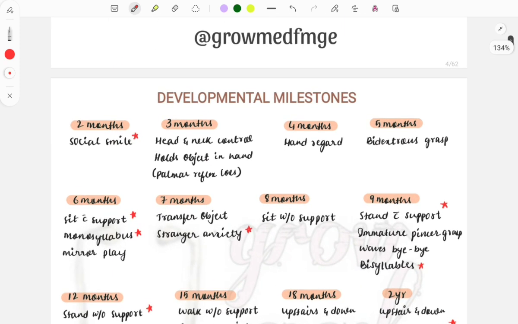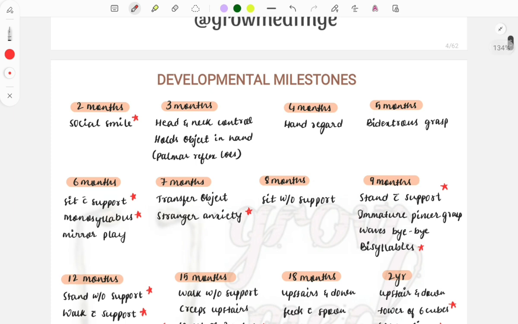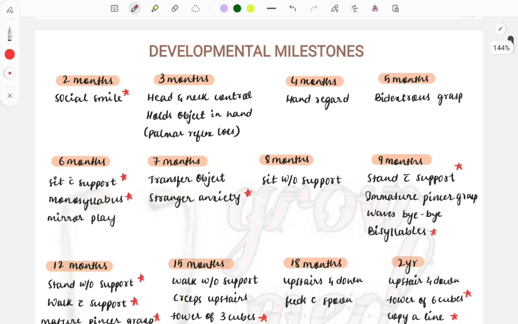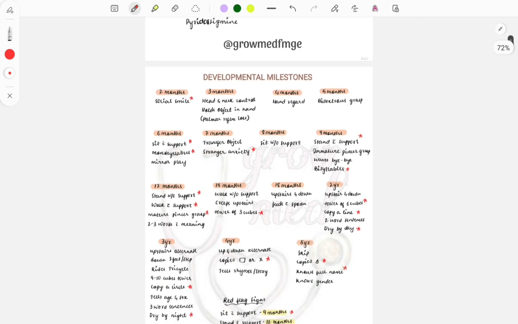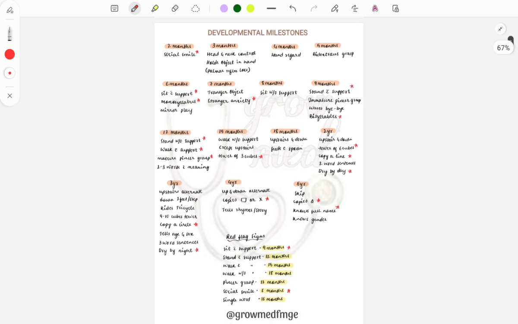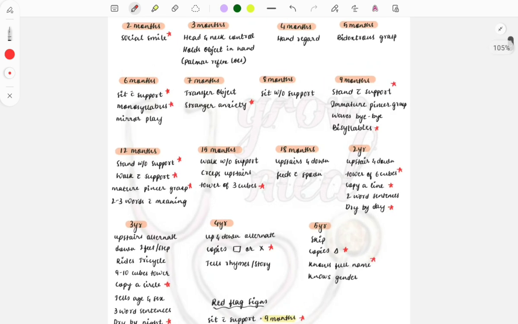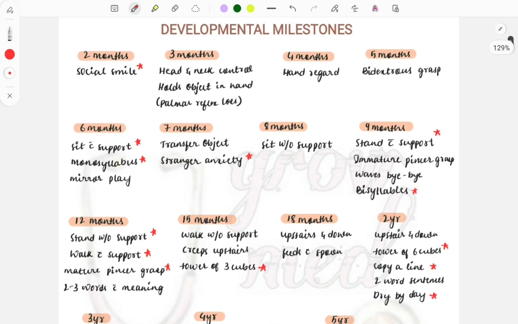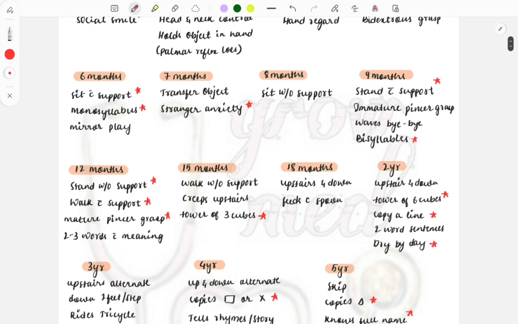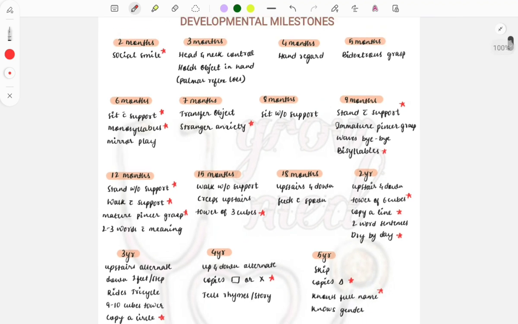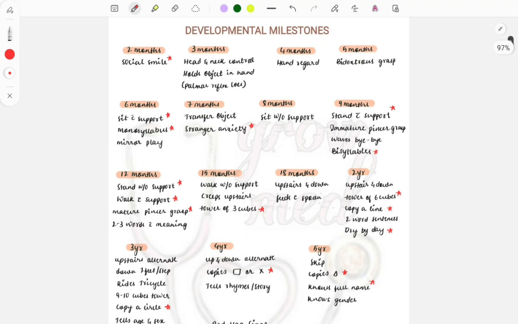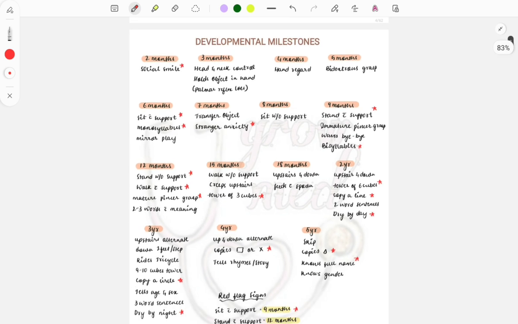Then let's move to the pediatric developmental milestones. So these are the list of the various developmental milestones which you must mug up. So the social smile occurs at 2 months, previous year questions, then at 3 months head and neck control, holds objects in the hand, then 4 months, 5 months bidextrous. Okay, so the ones which I've marked with the star mark, those all are important and you need to mug up all those things.